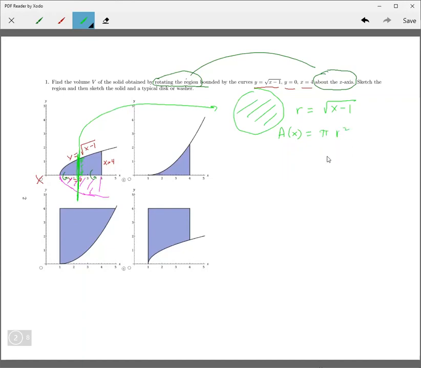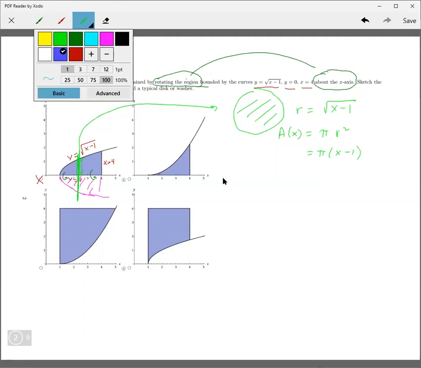r squared. So it's important to identify. You could just say, oh, there's that function right there, let's identify that as the radius every time. But you'd get messed up if you do that. You have to look at the situation and look at the graph and figure out what the radius is, because sometimes the radius is not just, take this right here and make that the radius. So anyways, the cross-sectional area is pi r squared, which we plug in this value r here, and you just get pi times x minus 1.